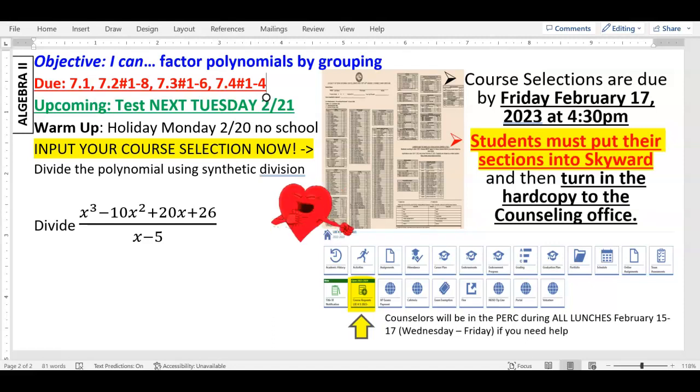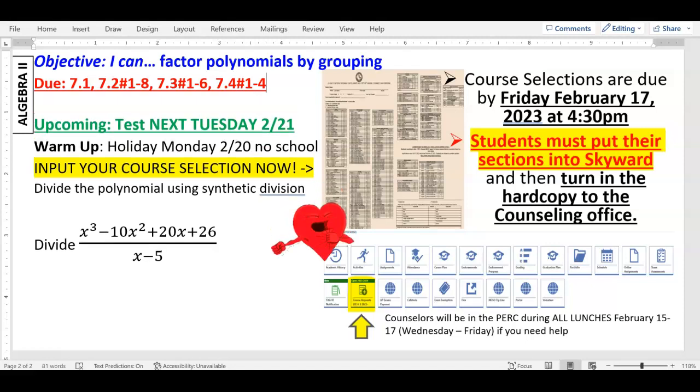So I'm going to show you an example again of how to do synthetic division. We talked about this on Friday. There was a warm-up that you could have written down yesterday, which was also one of your problems on the homework. I'll show you another one right here. Okay. So let's go over this. By the way, happy Valentine's Day. All right.